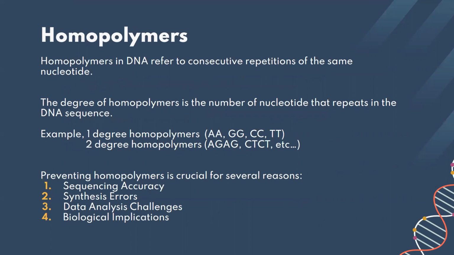First of all, homopolymers. So we know that homopolymers are the consecutive repetitions of the same nucleotide, which is the first degree homopolymer. And if the repetition of certain patterns is there, then we can call it an n degree homopolymer. And there are some crucial reasons for which we should prevent homopolymers.